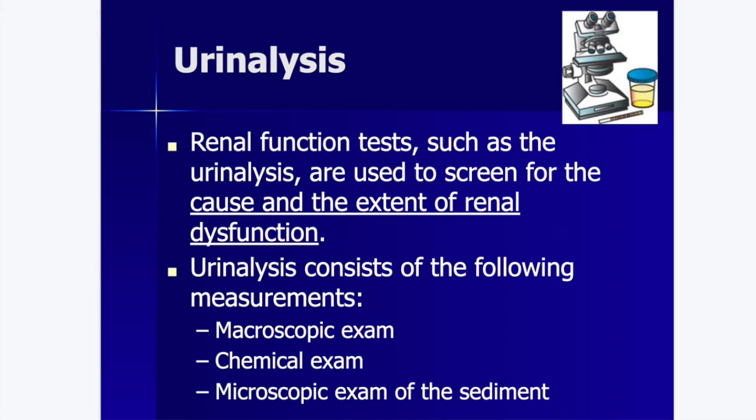There's a macroscopic exam where you would look at the color and the clarity of a urine sample. A chemical exam where you would use, in the case of the lab we're doing, a test strip to detect different substances in the urine sample. And then a microscopic exam of the sediment. So you would centrifuge a urine sample and any sediment or solid particles in the urine would settle to the bottom. You would take some of that and put it on a slide and look at that under the microscope.